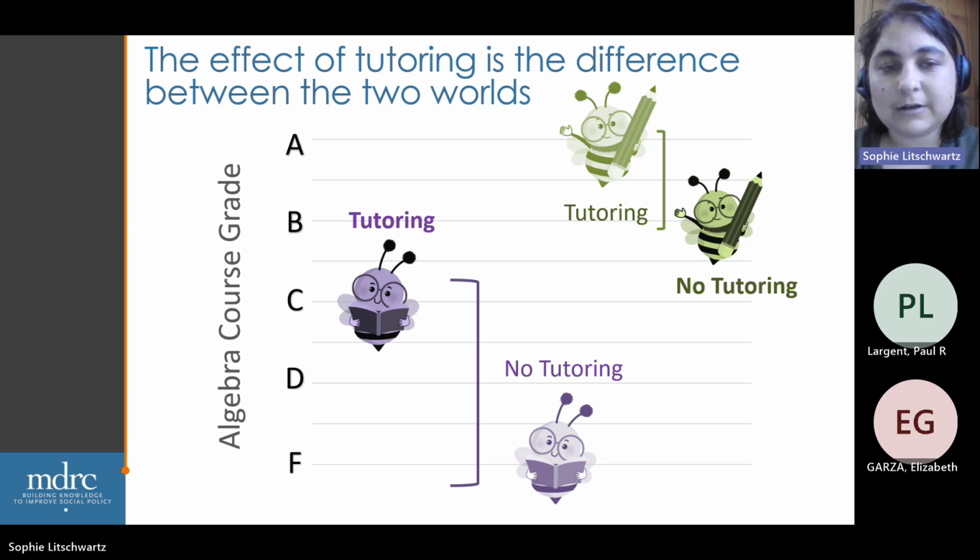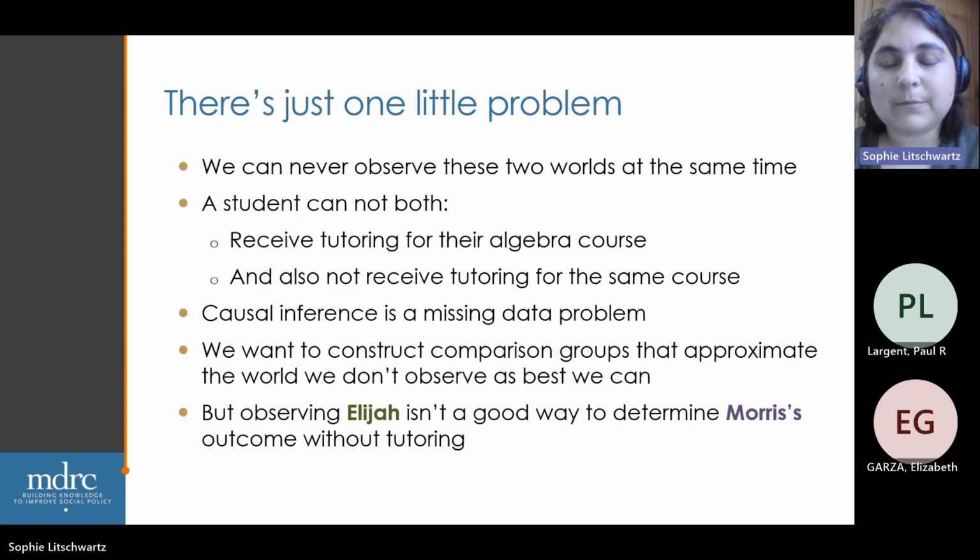And similarly, Elijah, we can compare what happens in the world we observe, where Elijah doesn't go to tutoring, to the other world where he gets an A. And the effect of tutoring for Elijah would have been 1 grade. It's between a B and an A. But we have a problem, which is you cannot go to tutoring and not go to tutoring at the same time.